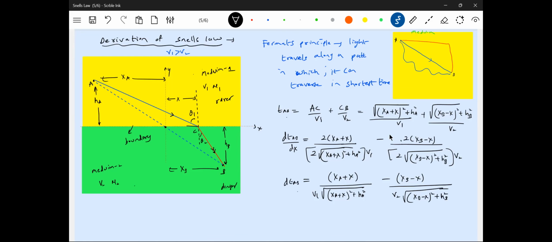Okay, now we have to search for the shortest time, no? So it should be minimum. Before that, what is this ratio of these two quantities? Xa plus x will become this horizontal, and this will be the hypotenuse. So sine theta 1, what we can write here is xa plus x by ac. So everything will become sine theta 1 by v1, sine theta 2 by v2. We are searching for the minimum. So shall we equate it to 0?